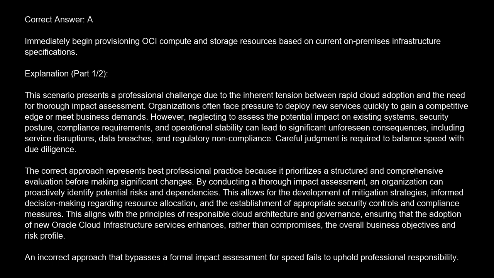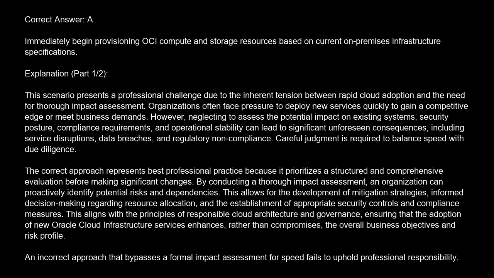Careful judgment is required to balance speed with due diligence. The correct approach represents best professional practice because it prioritizes a structured and comprehensive evaluation before making significant changes. By conducting a thorough impact assessment, an organization can proactively identify potential risks and dependencies.